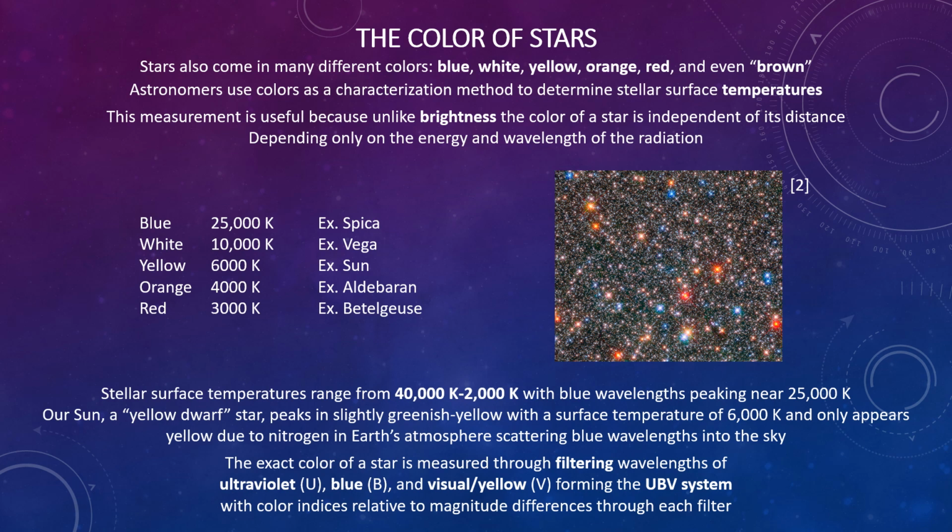The exact color of a star is measured through filtering those wavelengths, such as in the UBV system used by astronomers. The ultraviolet is the U there. We have the B for blue and V for the visual slash the yellow. And this indicates the relative magnitudes of the star's colors for each filter. So some stars are brighter in certain wavelengths than others, so that's what gives them their specific colors.